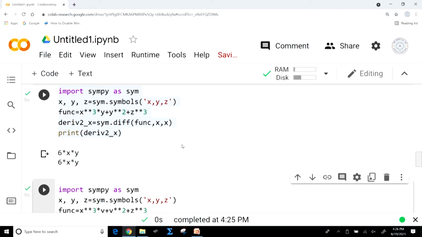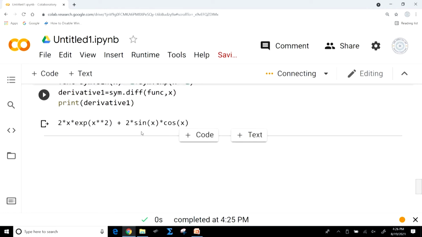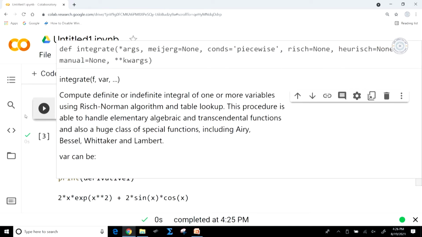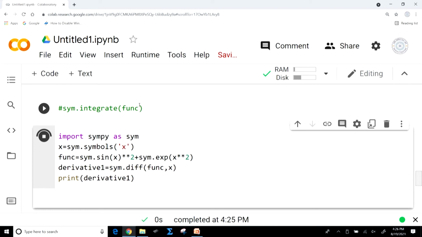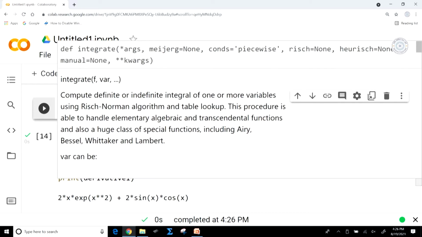Now, suppose you want to find the integration of a function. Integration may be definite or indefinite. How can you find the integration of a function with respect to x? We use a simple code, sym.integrate, where you write the function, which I am denoting simply by func, and then the variable.